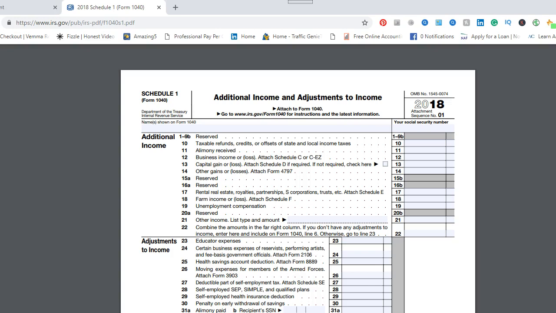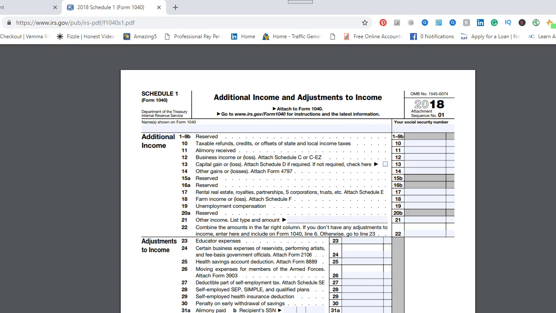We're going to deal with line 10, taxable refunds, credits, and offsets of state and local income taxes. The most common one for line 10 would be for people who were itemizing prior to the new tax reform. They would have to put down how much state income tax they received, which would go on line 10. So that was the most common use of line 10 for the most part.